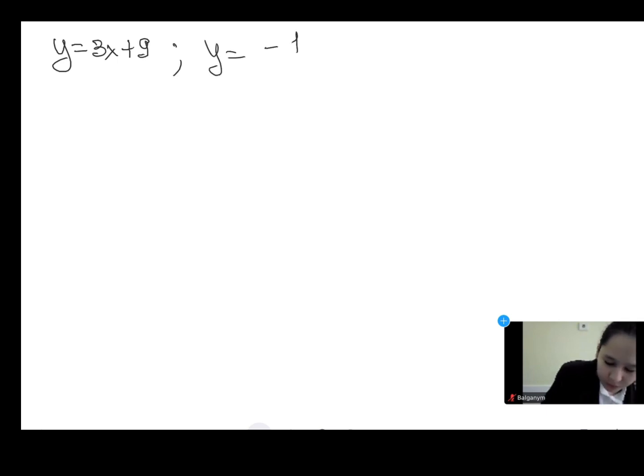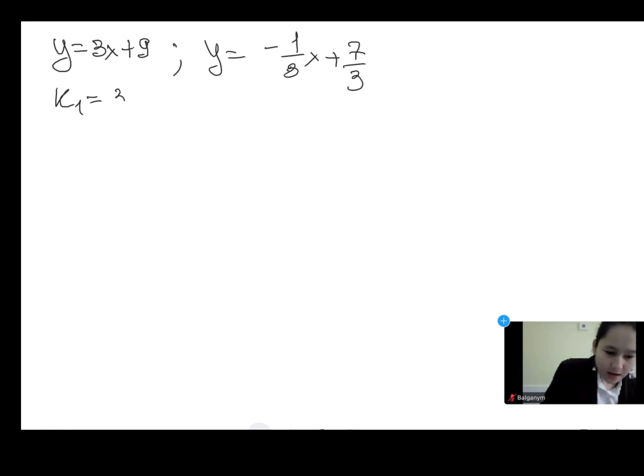Now let's look at the third part. It's perpendicular. The third case is perpendicular, and the given functions are y is equal to 3x plus 9, and y is equal to minus 1 over 3 multiplied by x plus 7 over 3. For the first function and the second function to be perpendicular, k first and k second must multiply to minus 1. Let's check this.